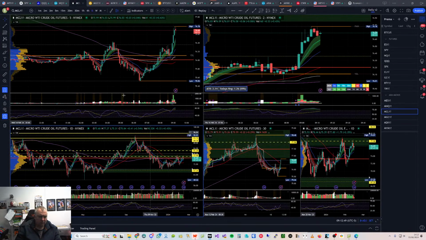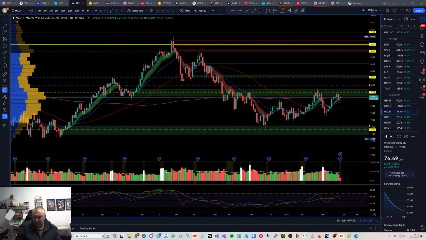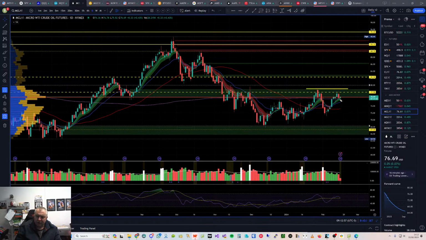Oil, still doing what it's doing. Couldn't take out that pivot yesterday. It's either going to put in a higher high. It's got to break this pivot and come back and retest. That's kind of what we're watching for. 78 retest. And that's on the daily, so it'll be different on the hourly. But if we pull back, we can watch for a bounce down at 74 area. Let's look at it on the hour.